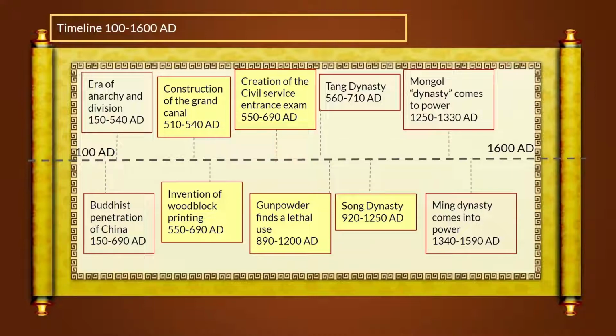Then the Mongol dynasty, I say dynasty in quotation marks because it's more of a nomadic tribe, a massive one at that, comes to power and destroys the Sung dynasty. And then the Ming dynasty comes into power at 1340 and lasts all the way to 1590 AD, existing off the backbones of really all the dynasties that have come before them, using their technologies, cultures, ideologies, and innovations.